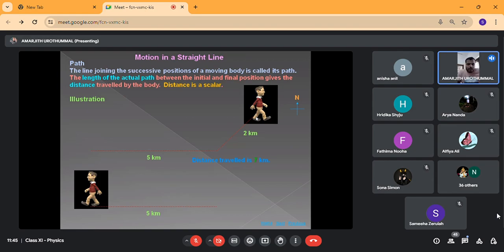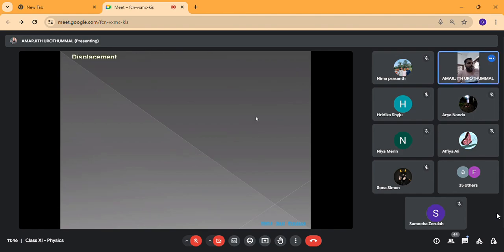So this is distance. The important point about distance, it is a scalar quantity. Scalar quantity means it is not having any direction. Clear about distance? Yes, sir. Okay. Good. Now the next term, displacement.